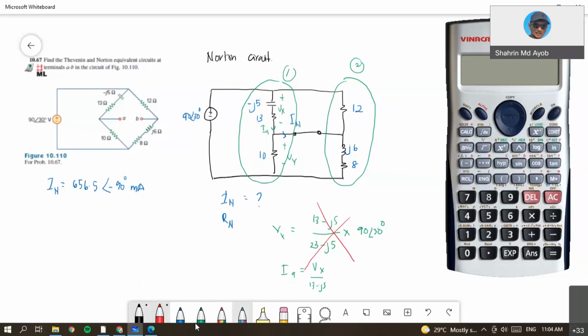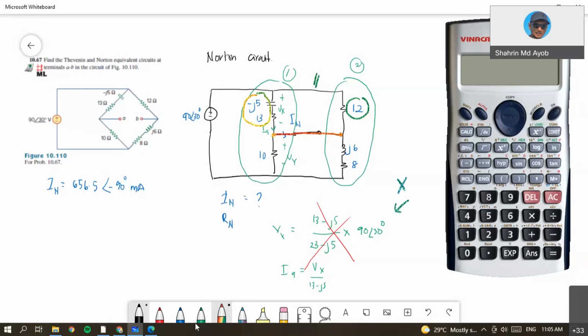Why? Because you have this link. This is actually a branch that connects the first and the second branch, meaning that right now these elements, negative J5 and 13, are actually parallel. Okay, they are parallel. Why can you not proceed with this step?